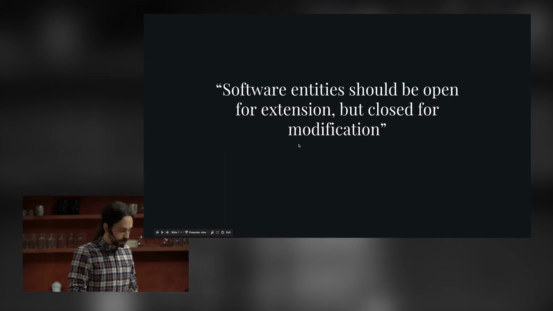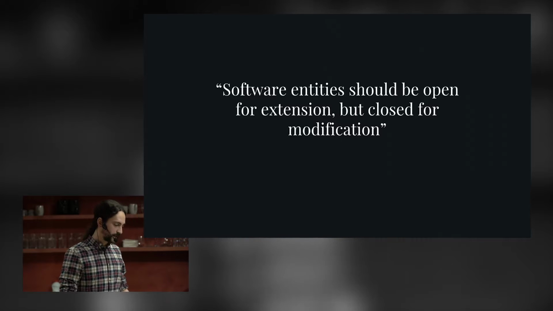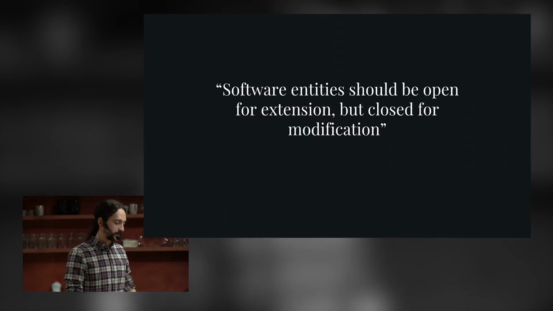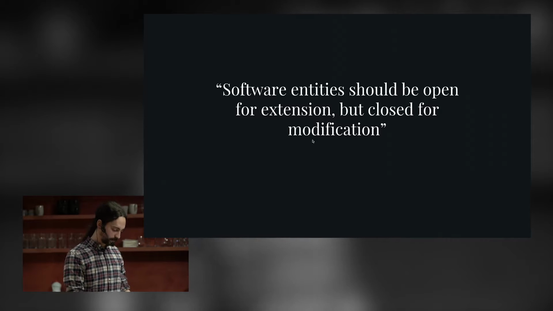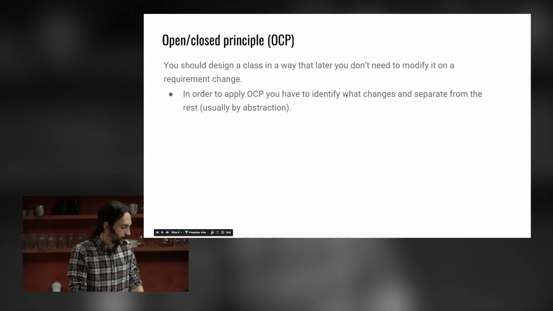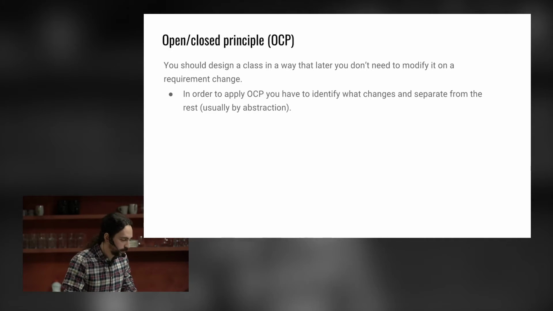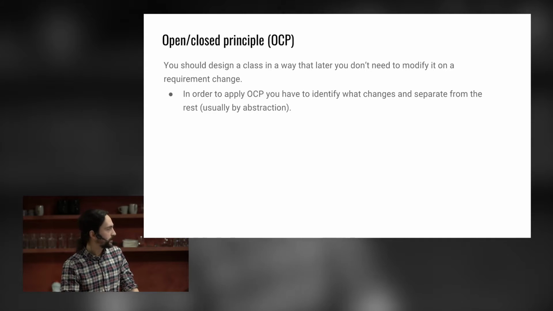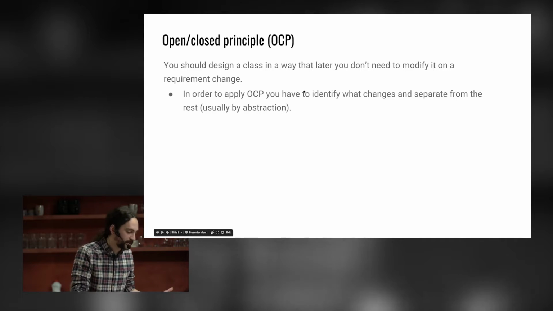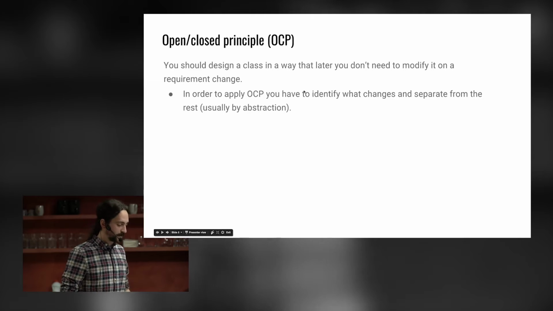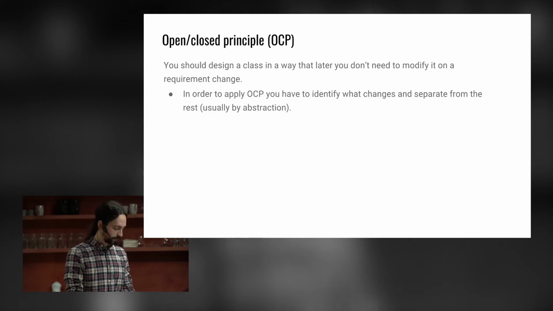Let's see the open-closed principle, which says that software entities should be open for extension but closed for modification. This means that you should design a class in a way that later you don't have to change it, even if a requirement changes. And that's something that's quite hard to get right at first. This is just a tip: in order to apply this principle, you have to identify what changes and separate it from the rest by abstraction.